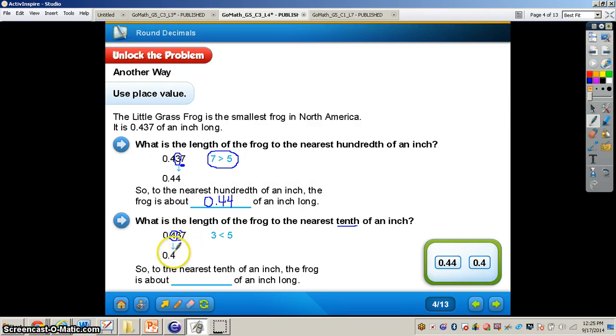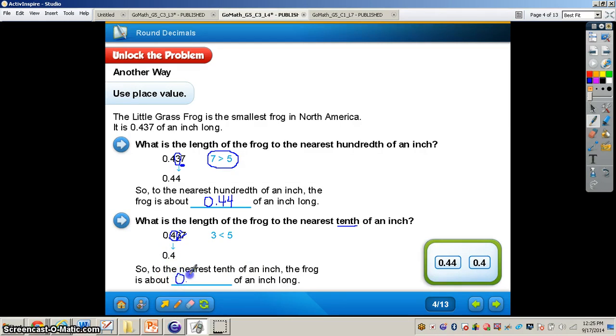Okay, if it's 4 or less, you keep that digit that you're rounding to the place value the same, and once again you drop the rest of these digits. Okay, so we know that 3 is obviously less than 5. So to the nearest tenth of an inch, the frog is about 4/10ths of an inch long.